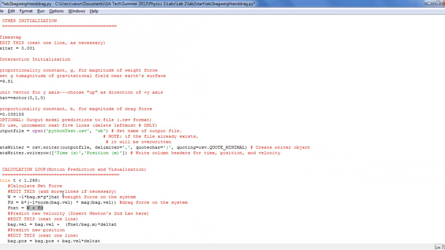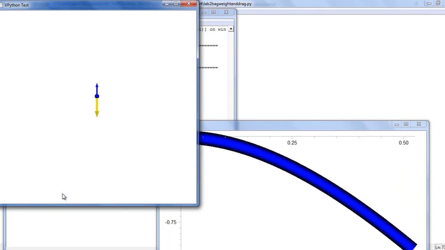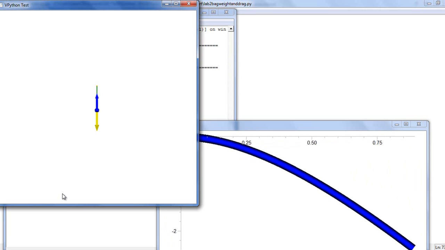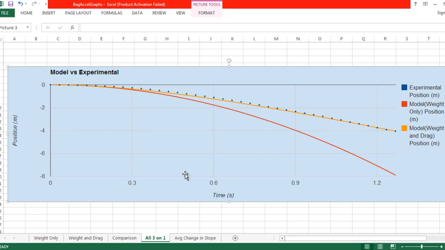Now I'm going to run the model. And this is a much better prediction of the bag's motion, as can be seen right here in this graph. When accounting for drag force, the model does a better job of predicting the position of the bag. In conclusion, we can say that terminal velocity will be experienced by the object with a large quantity of drag, which is a slowly dropping object that has more surface area and less density. This is what happened in my case.